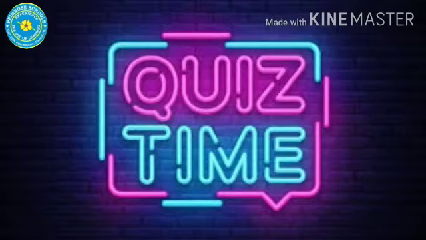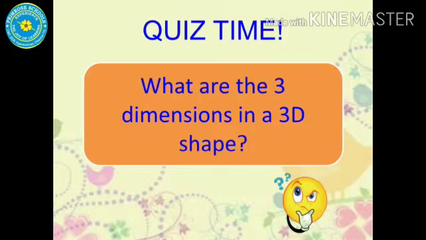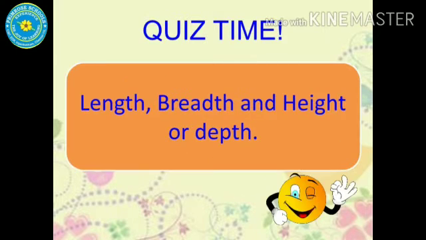Okay children? Now we have a small quiz on the topic that I have discussed today. Are you all ready, children? Here we go. Let us start the quiz time. First question. What are the 3 dimensions in a 3D shape? Correct. Length, breadth and height or depth. Good job, children.